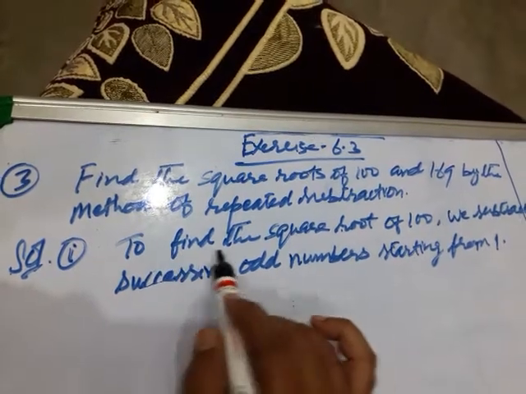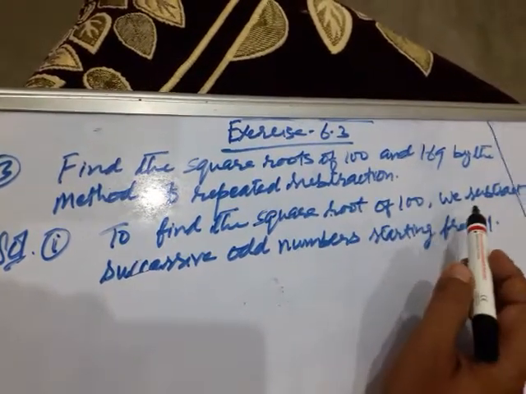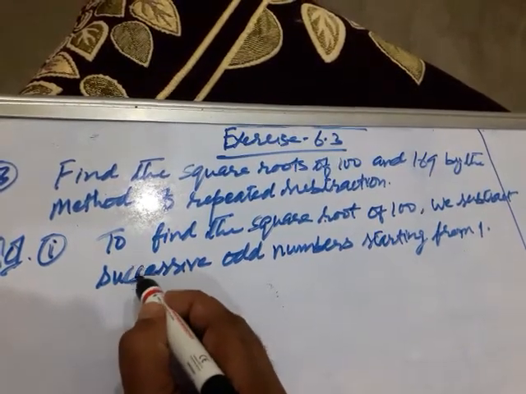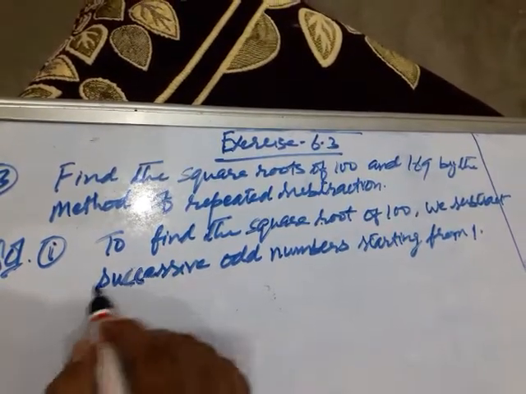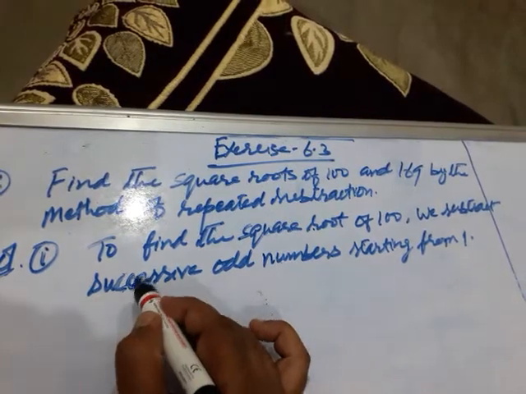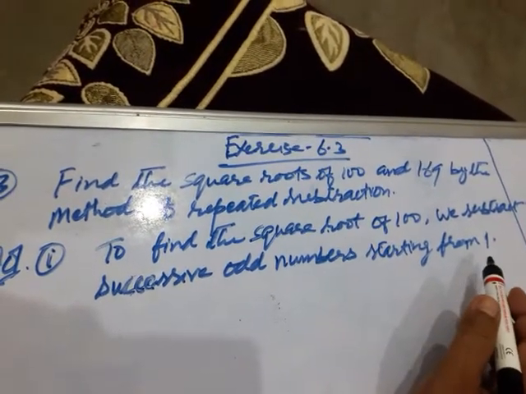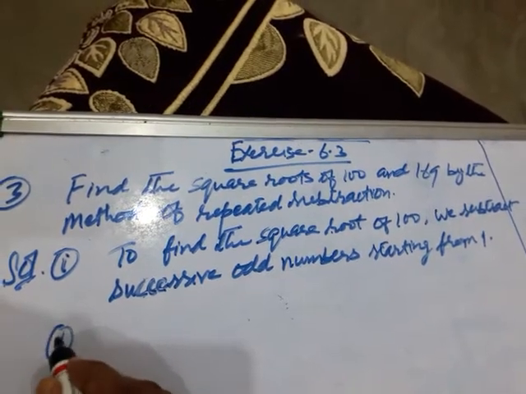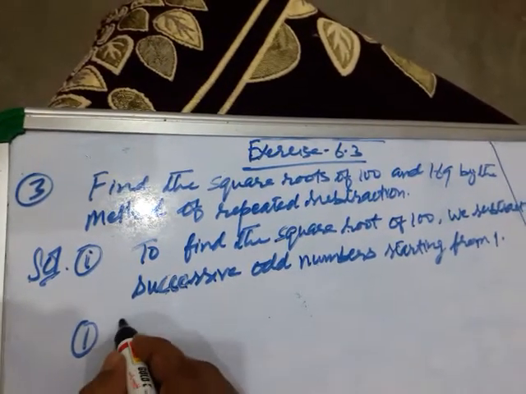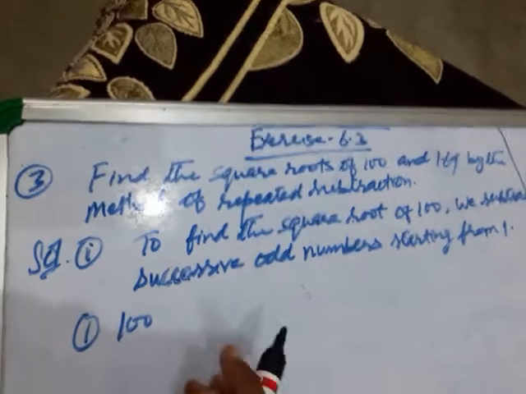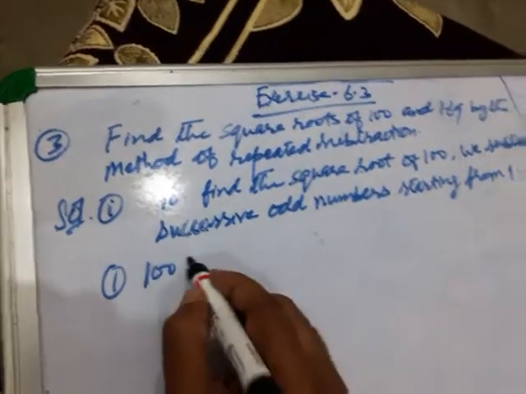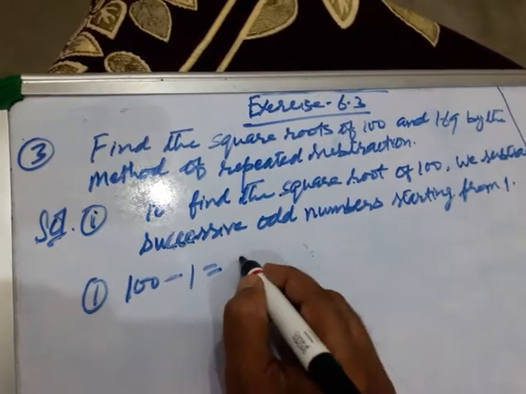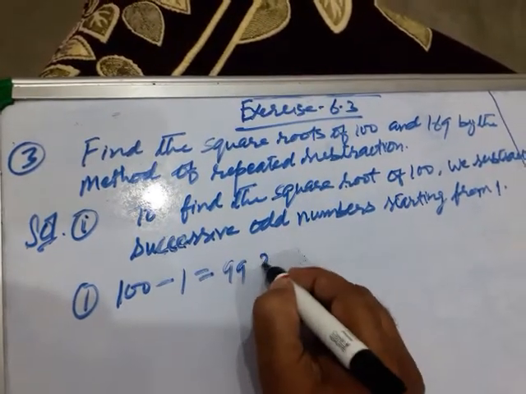Here, to find the square root of 100, we subtract successive odd numbers starting from 1. Successive means continuous. Okay, children, let us see how many steps there are. 100 is the number whose square root has to be found. The first odd number is 1, so 100 minus 1 equals 99.